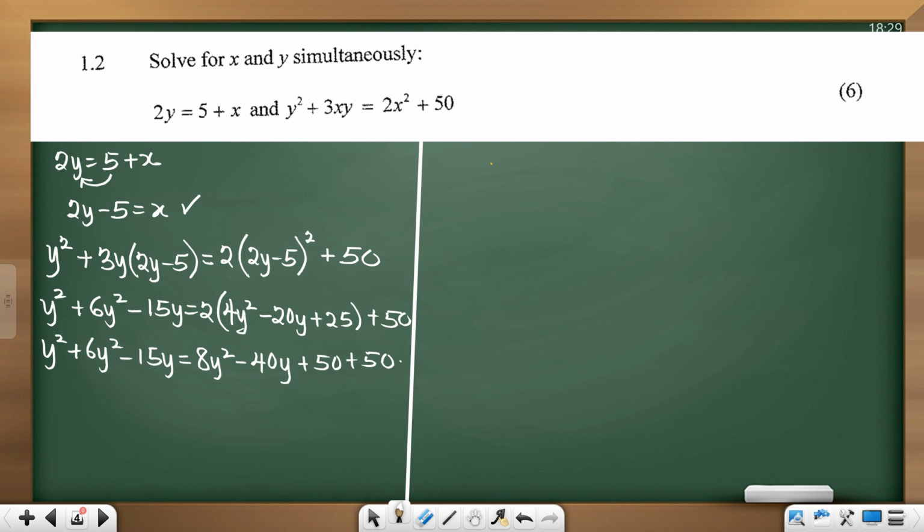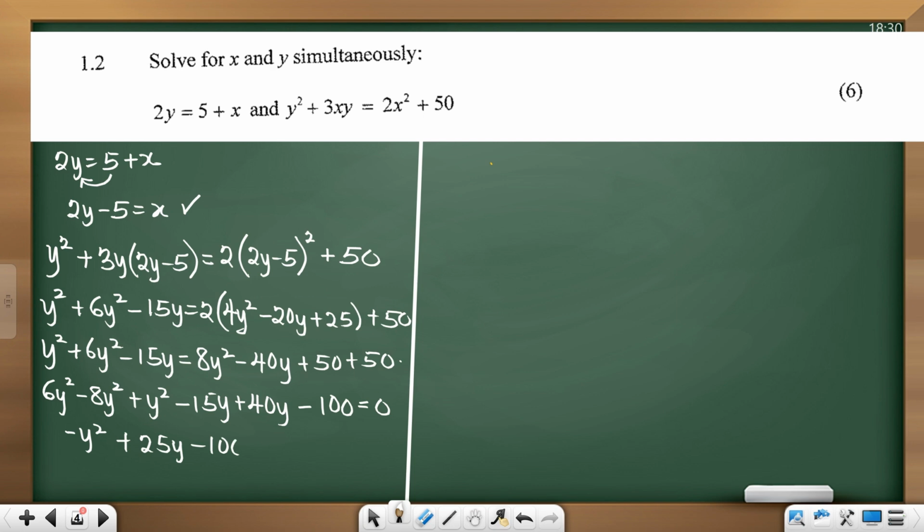Now, 6y squared minus 8y squared plus y squared, all right? Putting all the y squared together. What's next? Minus 15y plus 40y, all right? And then minus 100 will be equal to, yep, because I have moved it over. Okay, 6 plus 1, 7, minus 8, negative y squared. 40 minus 15, 25y minus 100 equals 0.